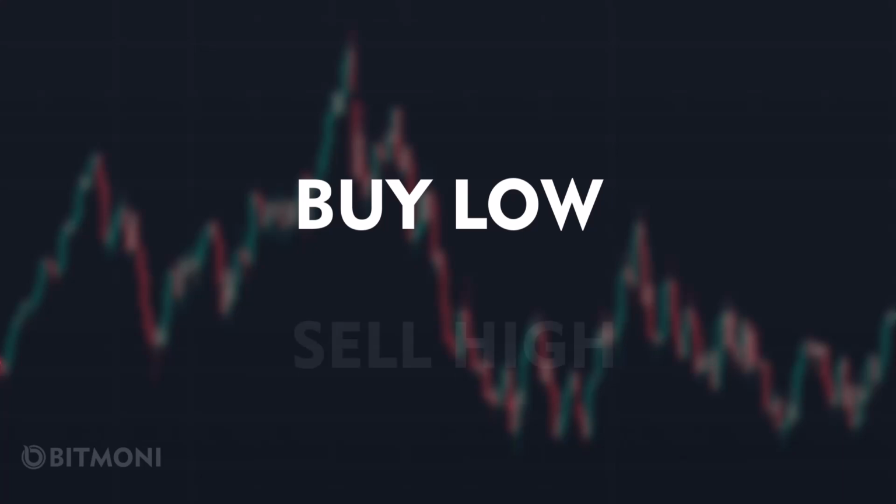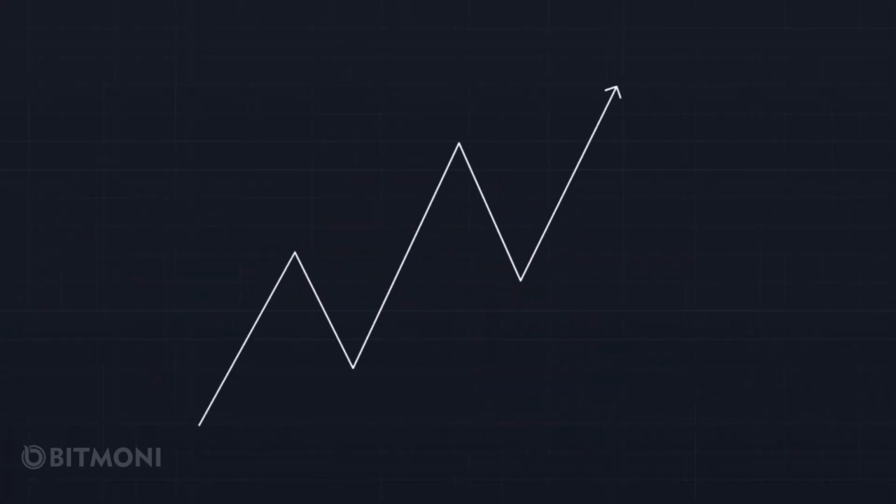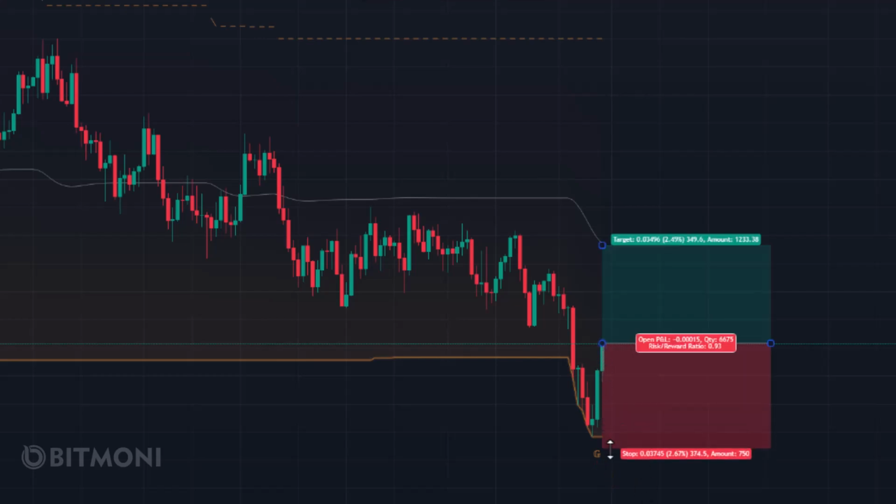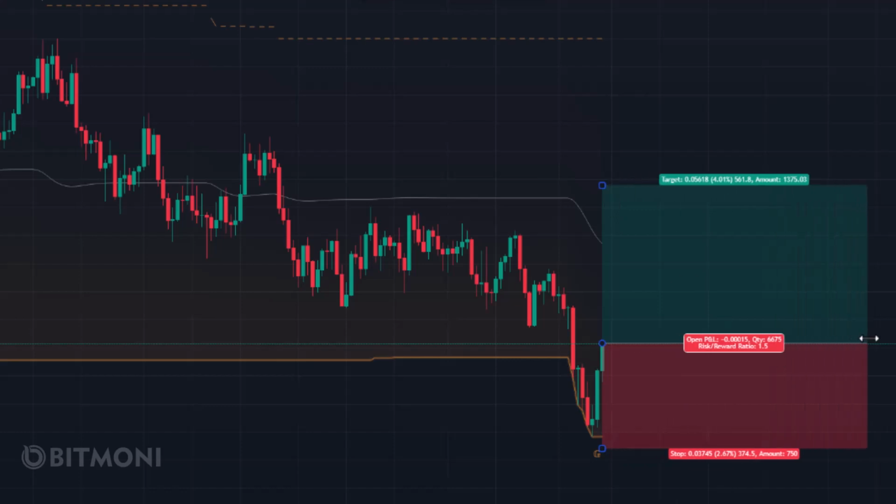Buy low, sell high. As a trader, you always want to buy at a market bottom and sell at a market top. This is a market bottom as identified by this indicator. Let's take a buy and see what happens. Place a stop loss under the channel of the indicator. Target a 1 to 1.5 risk-reward ratio. Let the trade run.